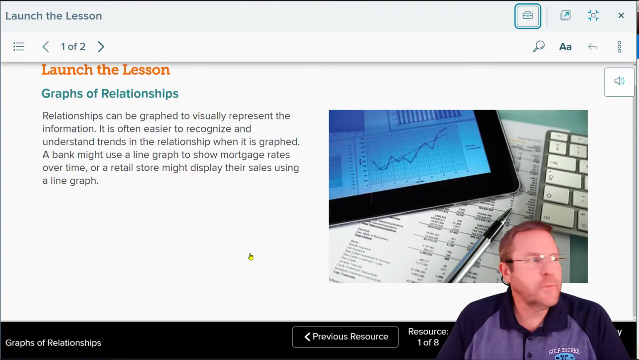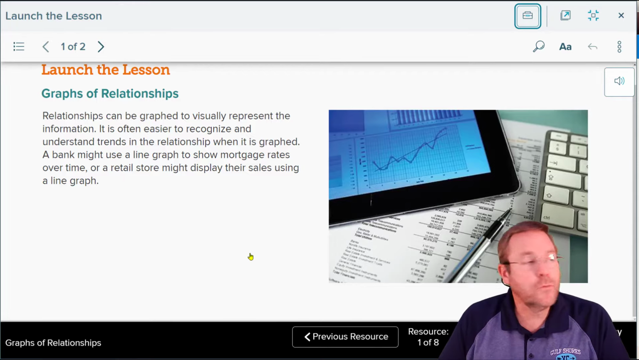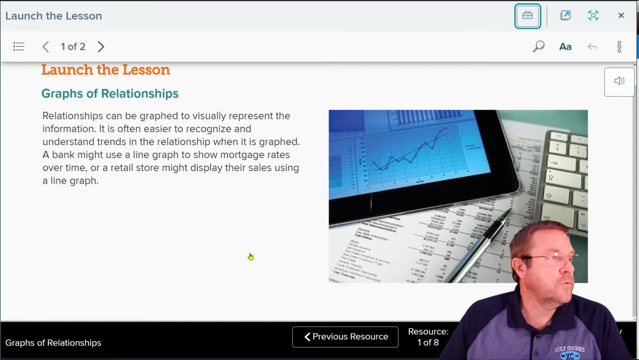Relationships can be graphed to visually represent the information. It is often easier to recognize and understand trends in a relationship when it is graphed. For example, a bank might use a line graph to show mortgage rates over time, or a retail store might display their sales using a line graph.